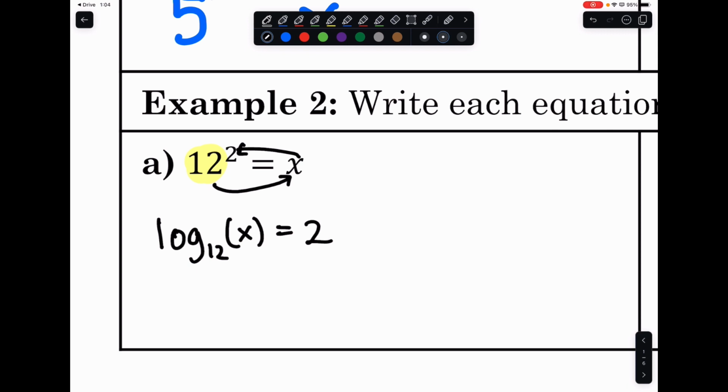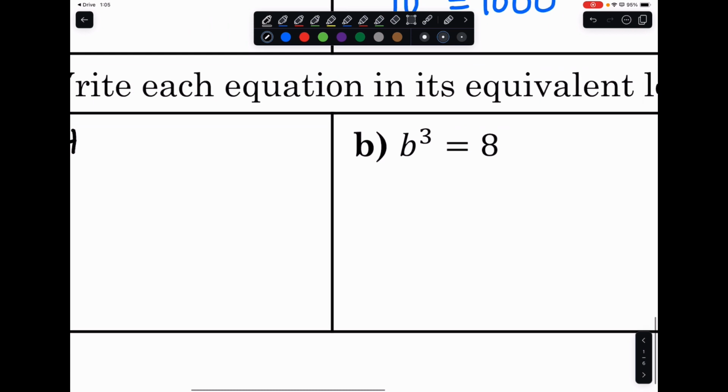That's exactly what a log function does. The log function is just simply telling us the value that our base, again our 12, has to be raised to, the second power, to equal this number x. So this number technically should be 144. Since 12 to the second power equals 144, then the log base 12 of 144 equals 2. Let's write the next one. Let's practice this next one.